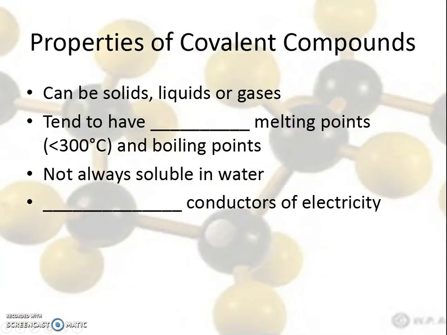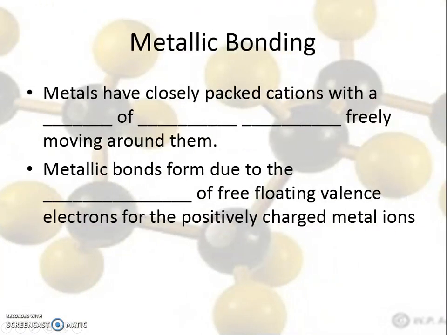All right, properties of covalent compounds. They can be solids, liquids, or gases. They tend to have lower melting and boiling points than the ionic compounds. They're not always soluble in water. See, it was soluble or dissolvable. They're not always soluble in water, and they are poor conductors of electricity. So we would call them insulators.